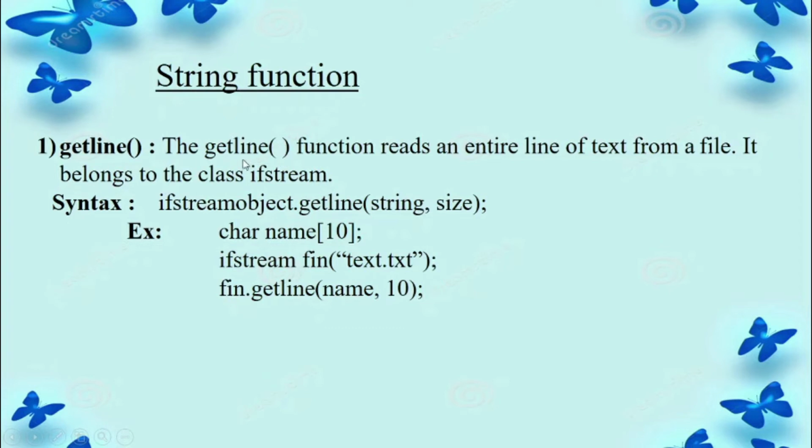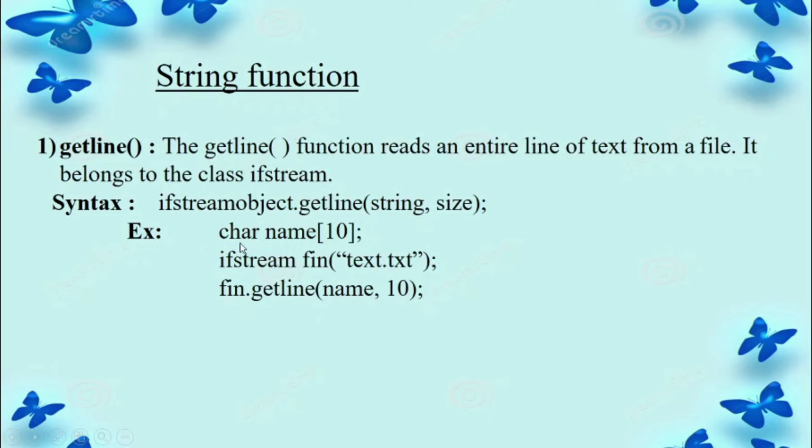So getline, this is an input function. It is used to read an entire line of text from a file. It belongs to the class ifstream. So all the input functions belong to the class ifstream, and using that we can read an entire line. So using this getline function, which is a string function, we can read an entire line of text from a file. Syntax is ifstream object dot getline of string comma size.